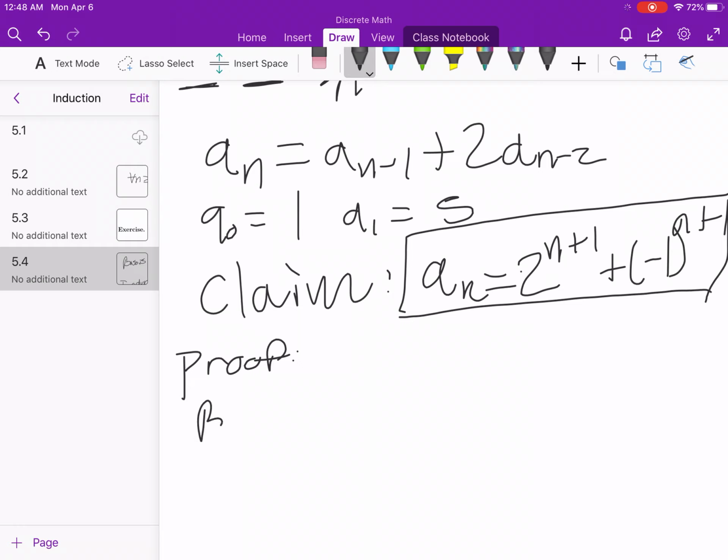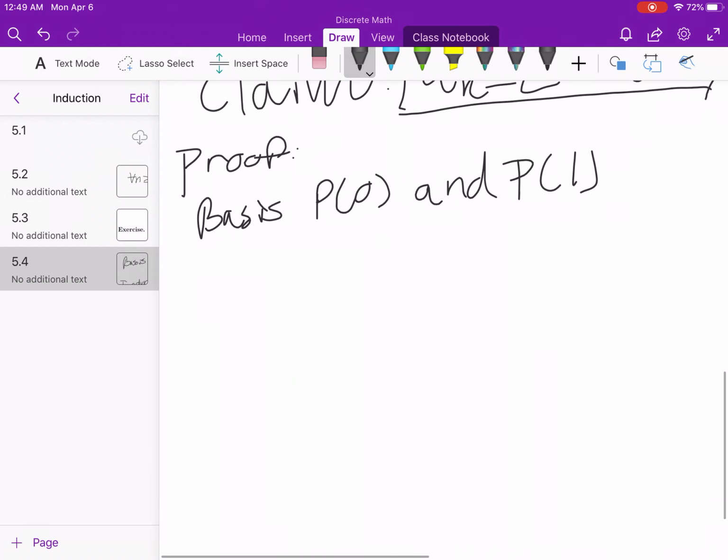So let's start with the basis. Now notice that if this is my basis, I want to prove that it's true for P of 0 and for P of 1, right? Because look, I have two initial condition things that have to be satisfied. So first we'll do P of 0.